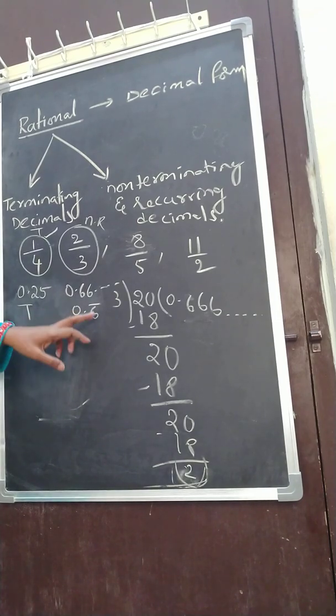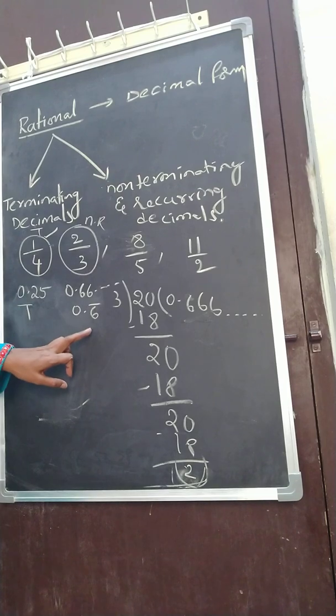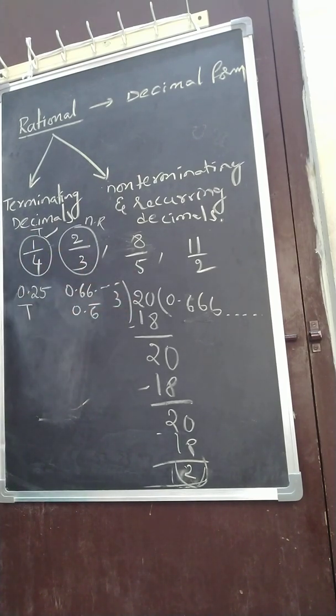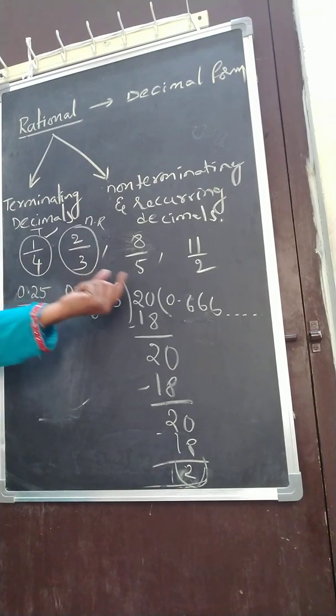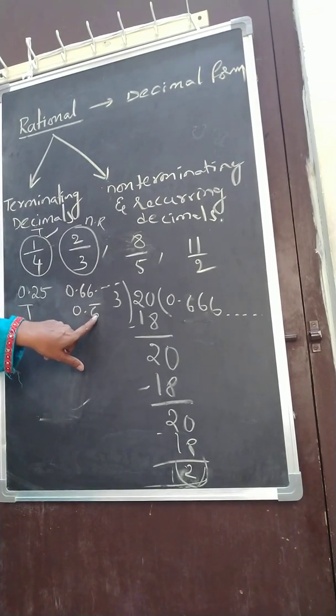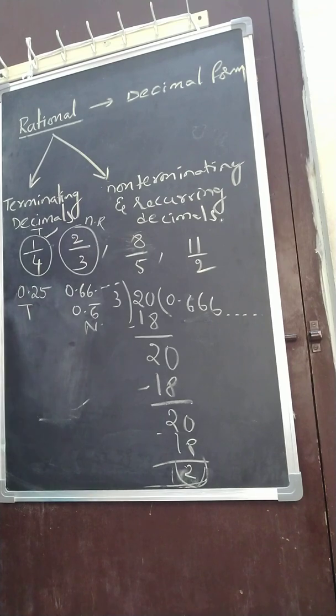So, a number under the bar means the number is repeating continuously. So, 6 is repeating infinite number of times. That's why instead of writing many times, they simply represent 0.6 bar. Means under the bar, whatever number is there, that repeats continuously. So, it is non-terminating and recurring decimal.